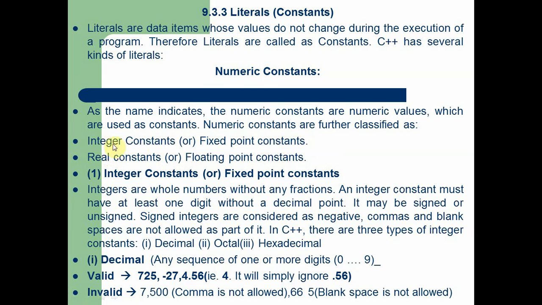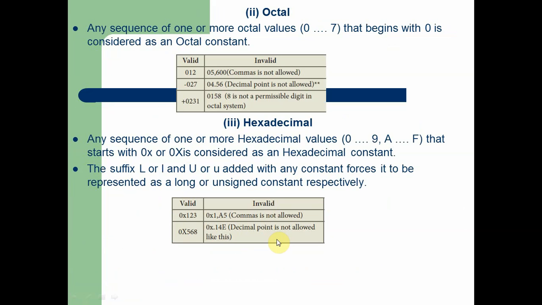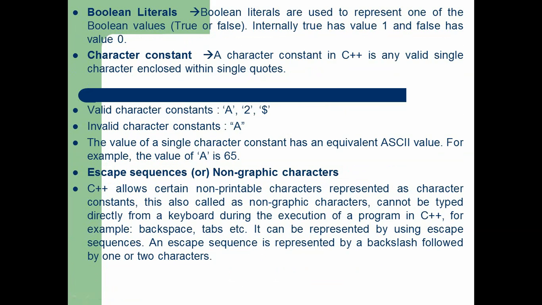It consists of two. One is integer constant. Integer constant consists of three types: decimal, octal, hexadecimal. Real constant consists of two parts. One is mantissa, another one is exponent. Now we are going to discuss the second literal, Boolean literal.